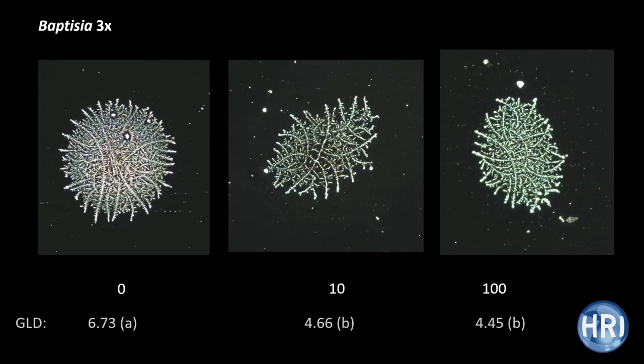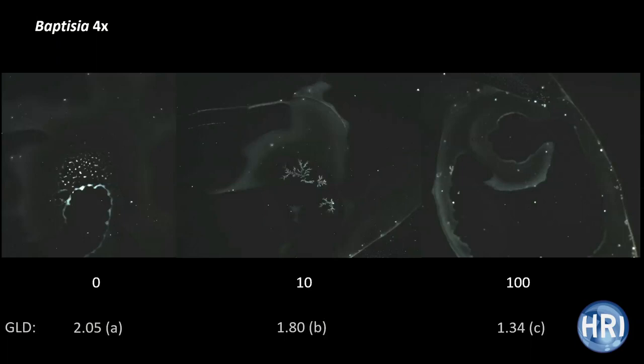Baptisia 3X you can see better. As you can see, from Leonie's side is the unsuccussed sample, and the both here from this side are 10 and 100 times succussed. As you can see, the unsuccussed seems to be more complex. Baptisia 4X did not give so beautiful patterns, however, we analyzed them the same.